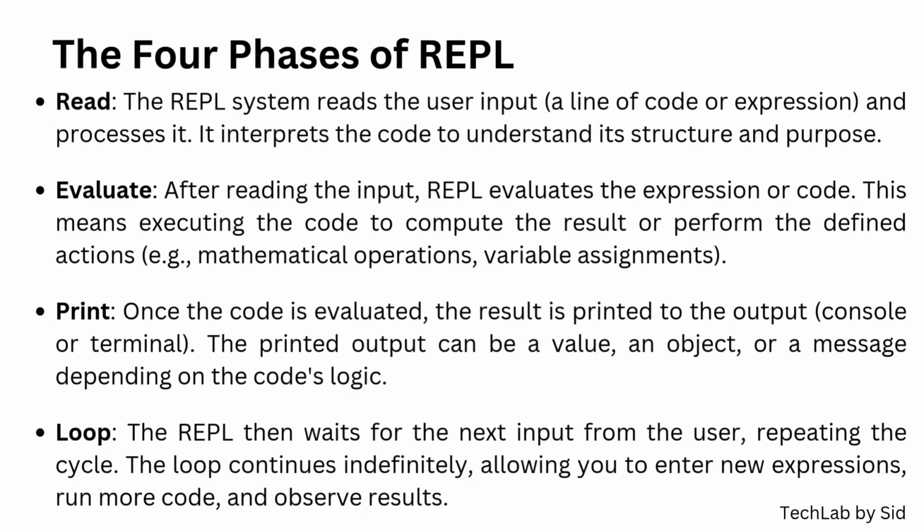First, read. The REPL system reads your input and processes it. It examines the code you've entered to understand what needs to be done. Next comes the evaluate phase. The REPL evaluates the code, which means it executes the logic and operations in the expression you've provided. For example, if you input a mathematical operation, the REPL will compute the result. Then, in the print phase, the REPL outputs the result or any error messages, giving you immediate feedback on your code. Lastly, the REPL enters the loop phase, where it waits for your next input, repeating the cycle continuously. This loop makes REPL an interactive and efficient tool for incremental coding.